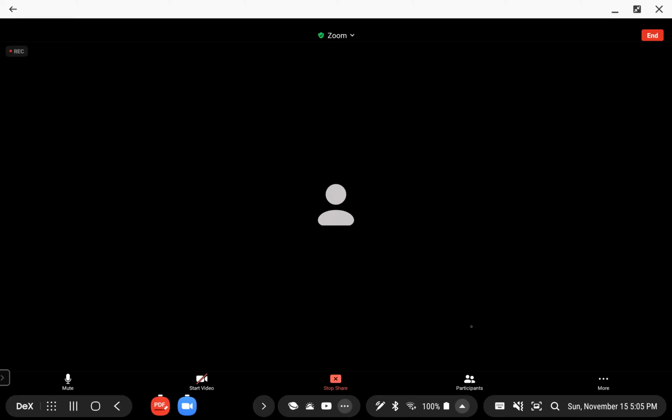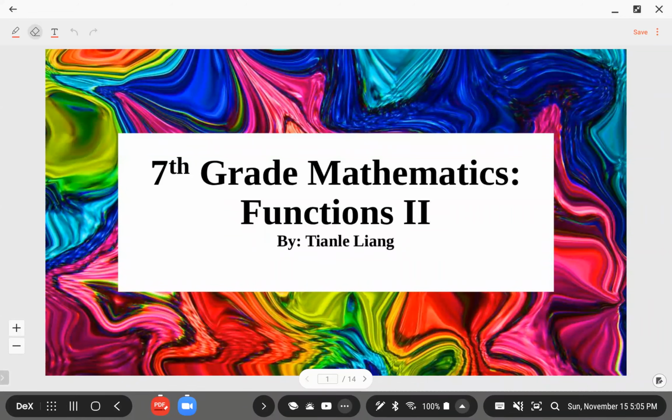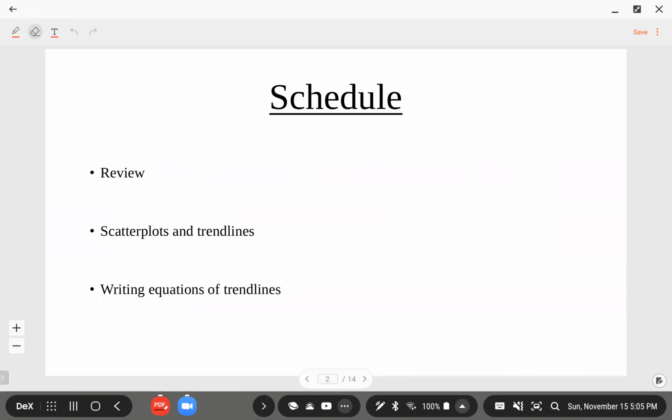Today, we will be talking about functions again. This is the seventh grade curriculum. Most of you have been to my last class, so you should know the material, but some people have not been to my last class. So I'll start with a review. This might be new to those who have not been to my last class, but it will be review for the ones who have.